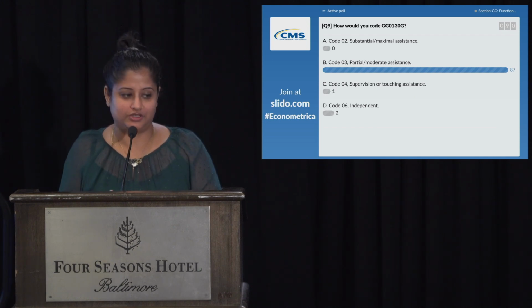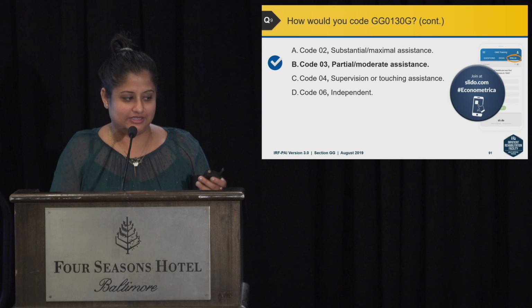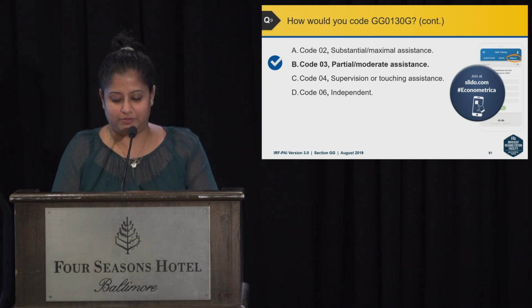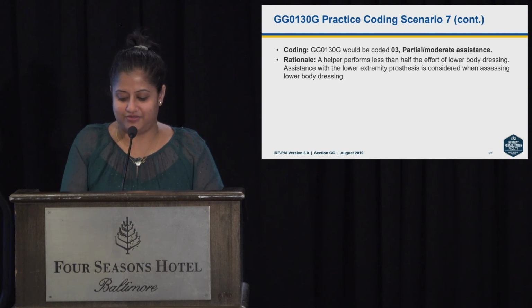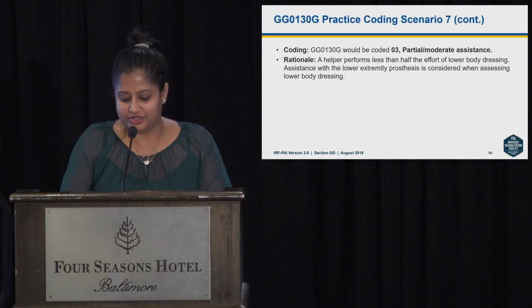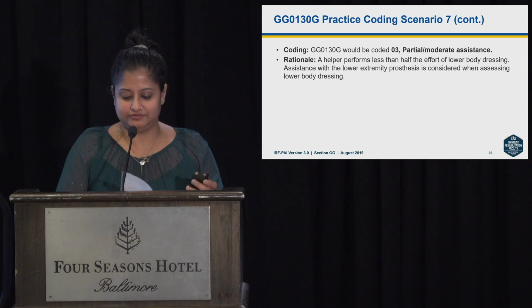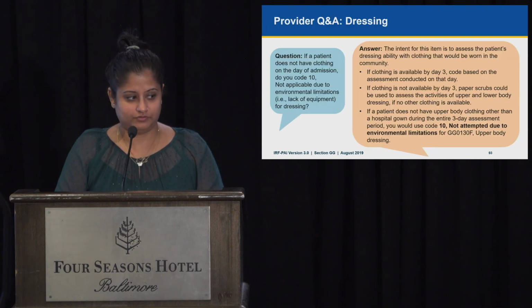And we'll go ahead and take a look at the correct answer now. And it is, in fact, B, 03, partial or moderate assistance. The reason being, a helper performs less than half the effort of lower body dressing. And again, just as I mentioned with upper body dressing, assistance with the lower extremity prosthesis is considered when assessing lower body dressing. So we do have another provider Q&A.